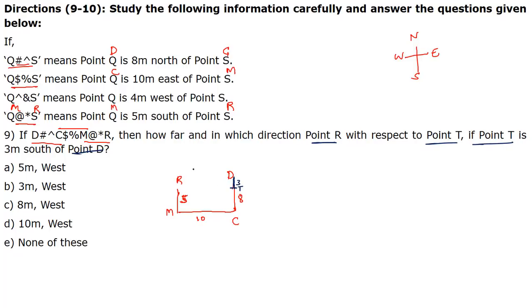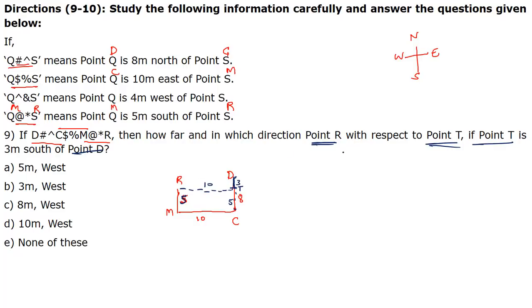Now we need to find out how far and in which direction point R is with respect to point T. So see here, this is the total. From here to here it is 8 meters, from here to here it is 3 meters, so I can certainly say that from here to here it is 5 meters. So it is also 5 meters. If you connect this point, this would be 10 meters from T to R.